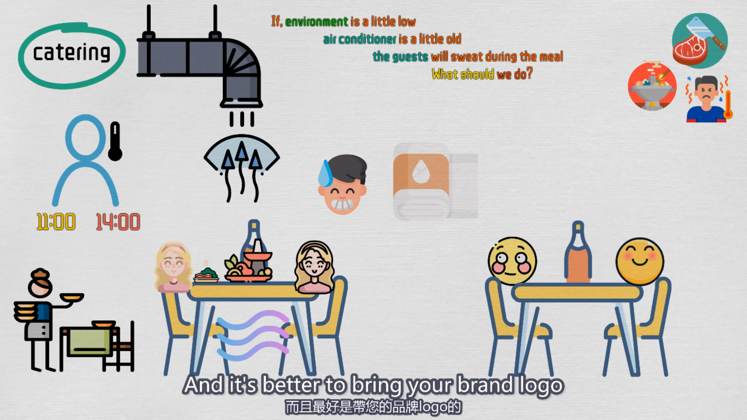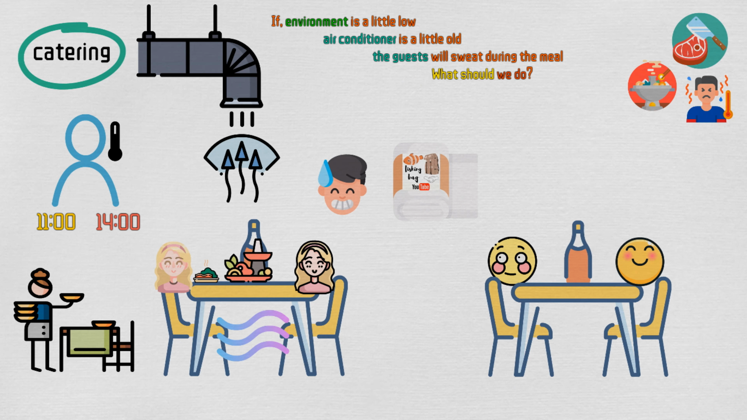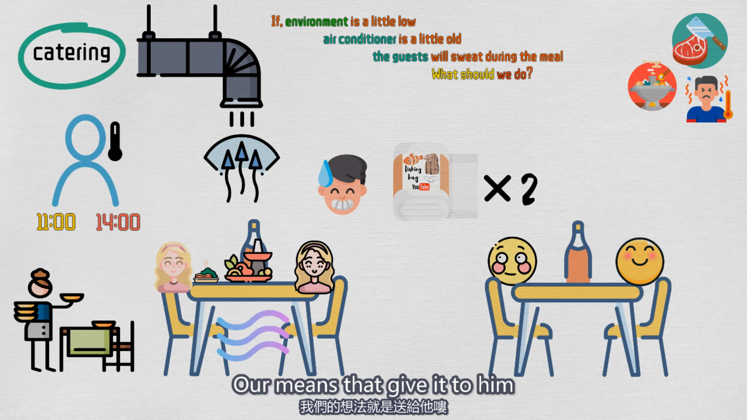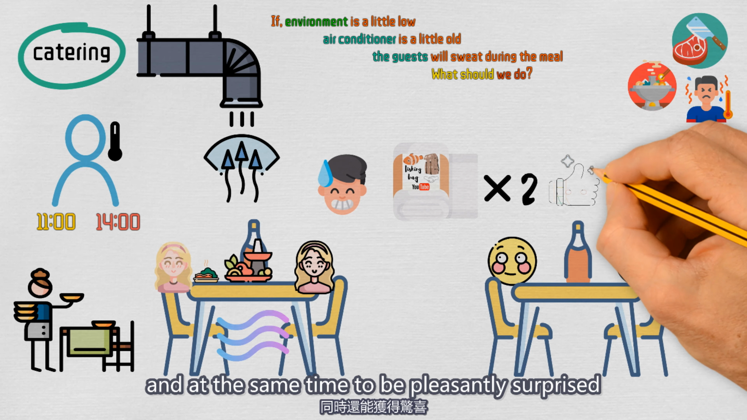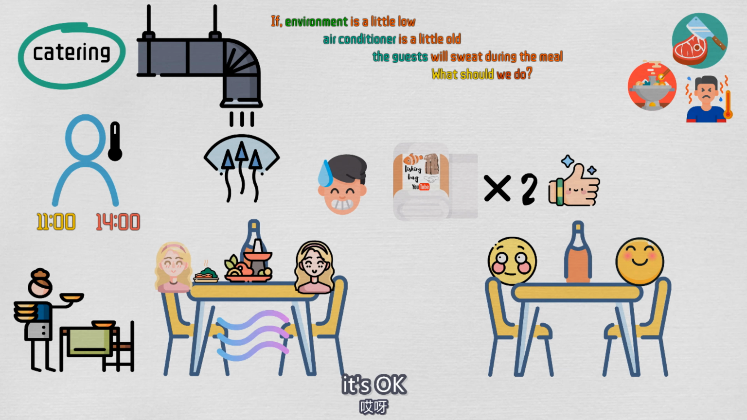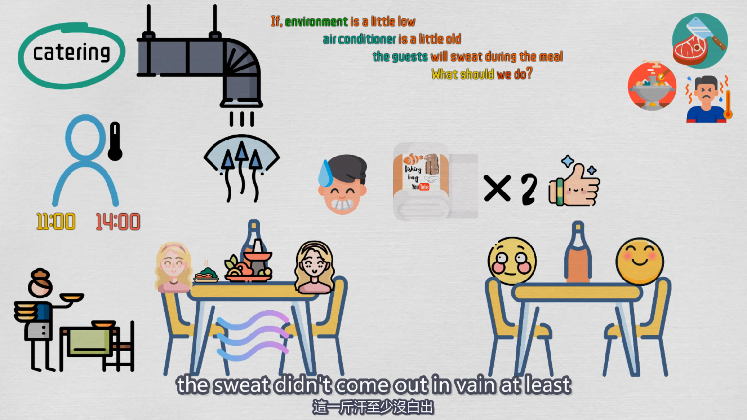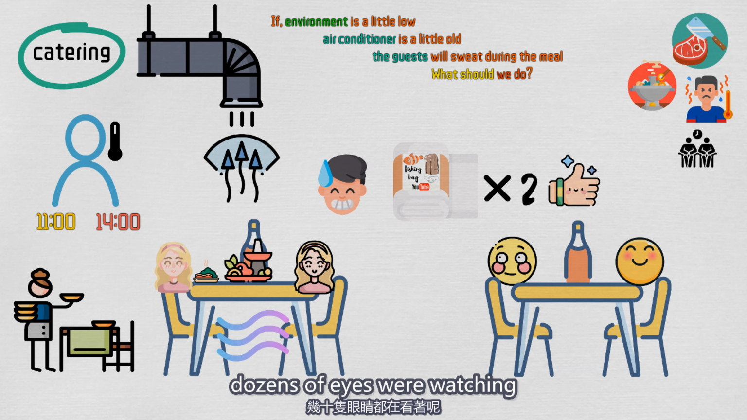And it's better to bring your brand logo. If he is bashful but says, "Oh, this towel is thick. May I have another one?" our approach is to give it to him, to lessen his disappointment and at the same time give him a pleasant surprise. At least it made him think, it's okay, the sweat didn't come out in vain at least, and I got 2 towels. Meanwhile, he is not alone, and dozens of eyes are watching.